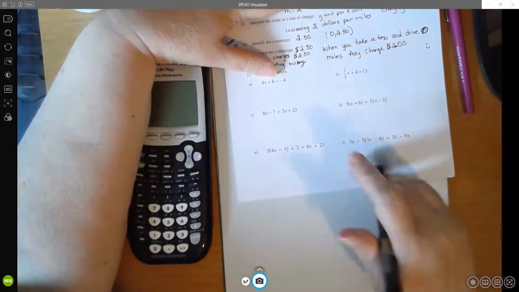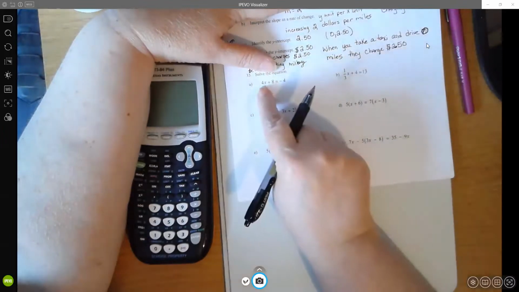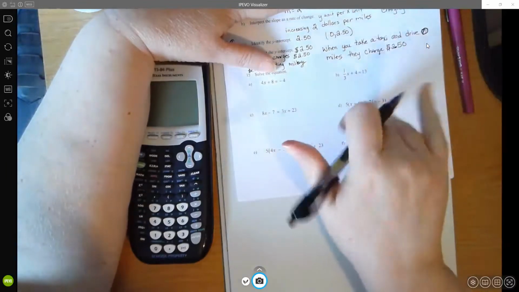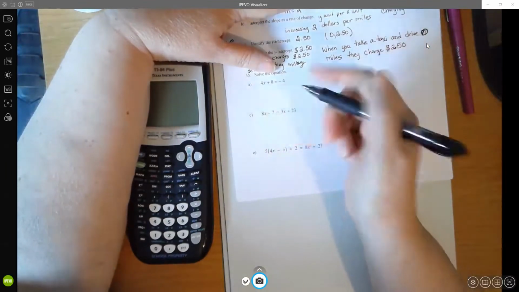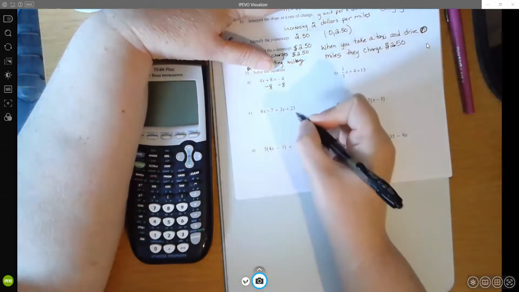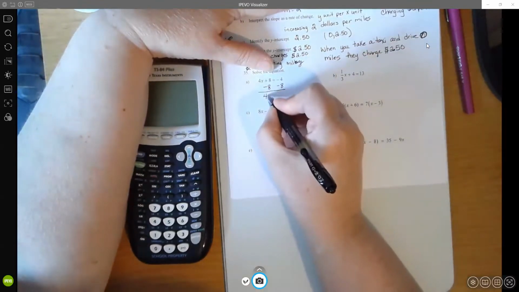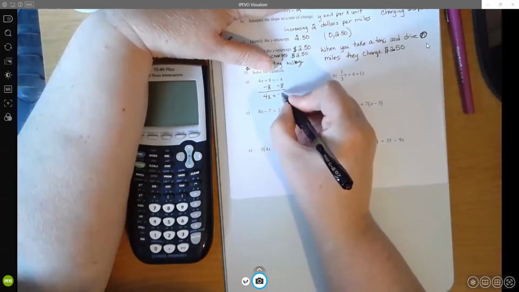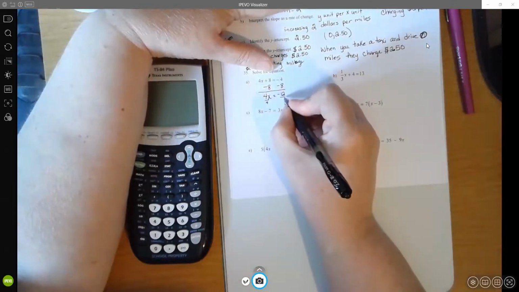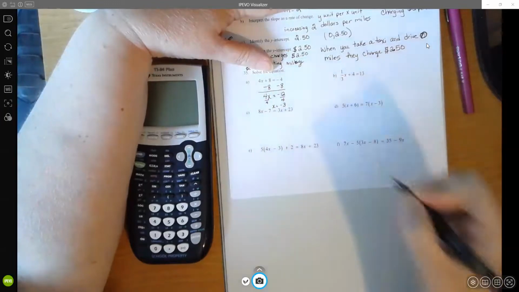So for the first one, 4x plus 8 equals -4. To get the x by itself, the x is multiplied by 4 and then we add 8. So we're going to work in reverse of our order of operations and subtract the 8 first. Subtract 8 from both sides. That gives me 4x equals -12. Then divide by 4, and x equals -3.